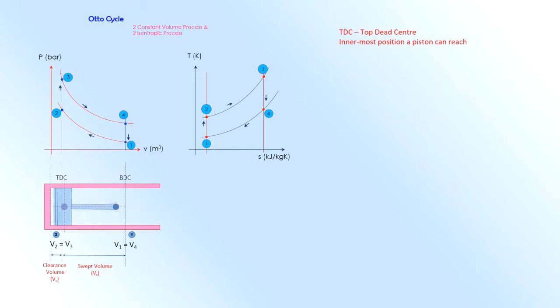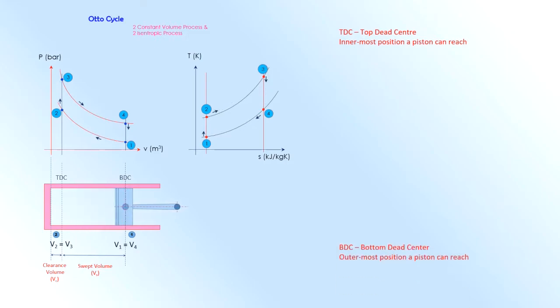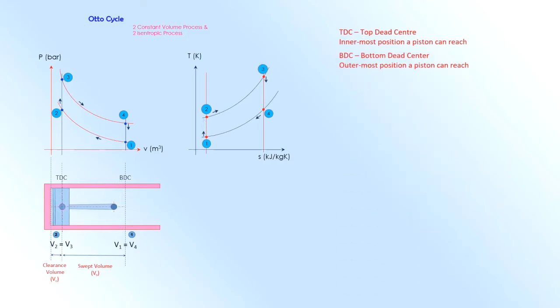So here I will have top dead center as TDC, or sometimes it's called inner dead center, which is the innermost position of the piston, which it can reach. And then BDC is the bottom dead center or the outer dead center. That is the outermost position which the piston can reach. Okay, so that is this and this.